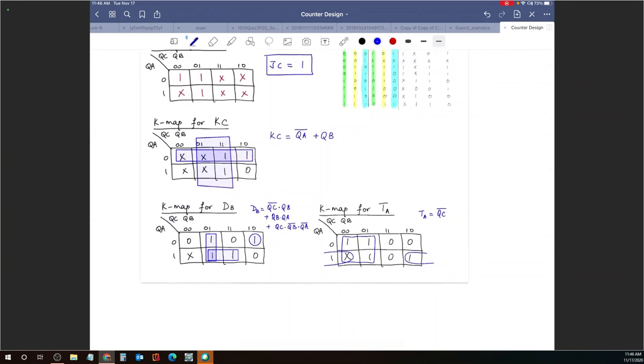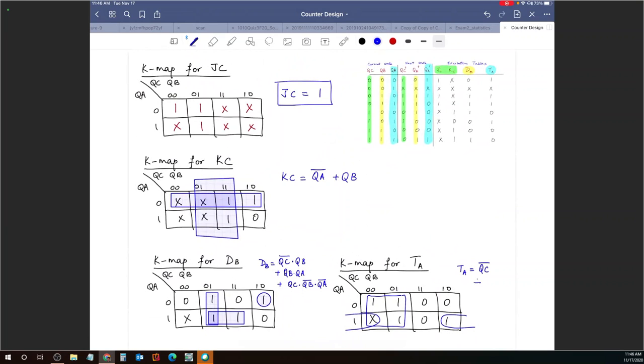Are we doing it correctly? QC complement, yes. Or the next one is going to be QB complement and QA. Well, there was no way for us to do any different. All right, so are you guys okay with this step here? I suppose K-maps is very easy for you guys.